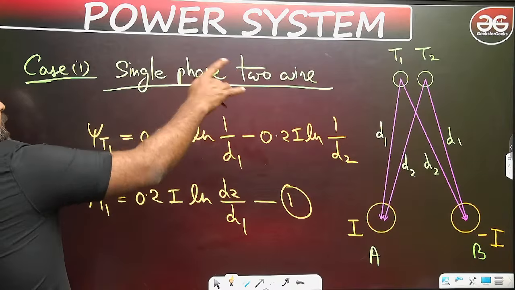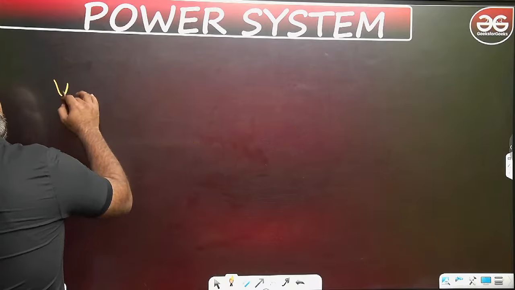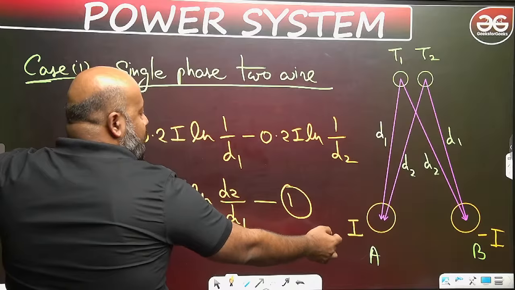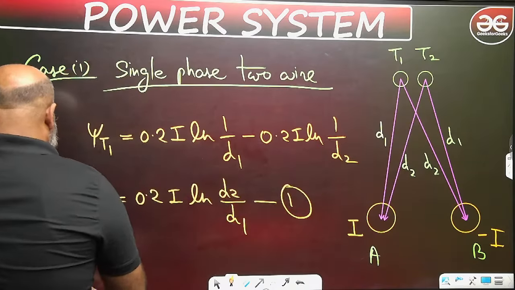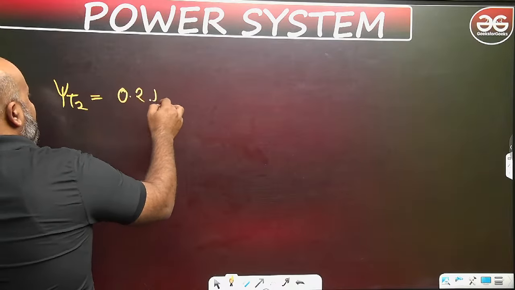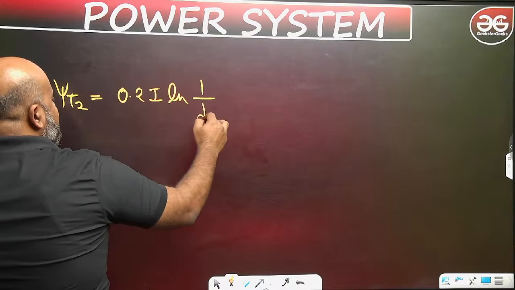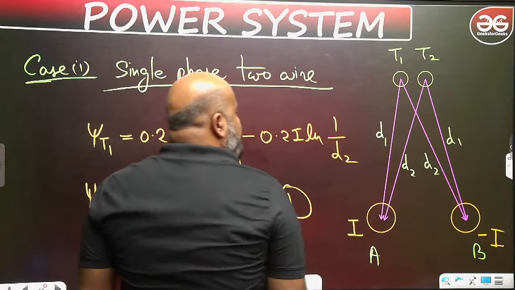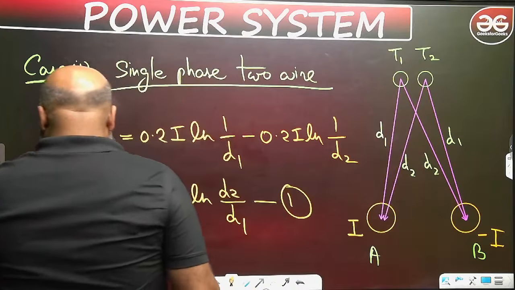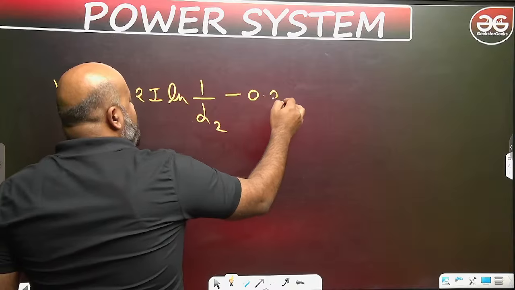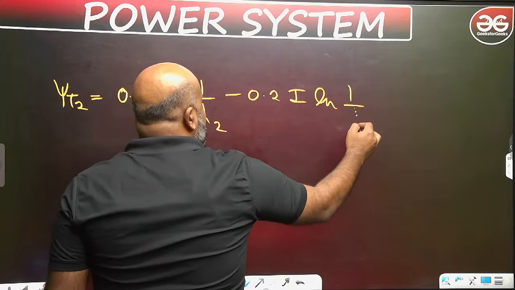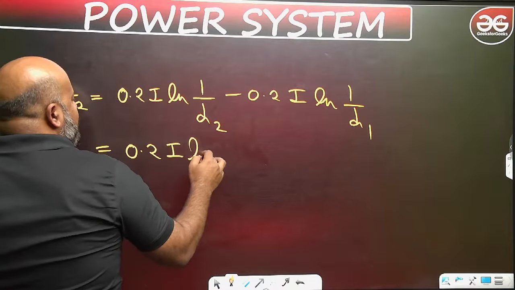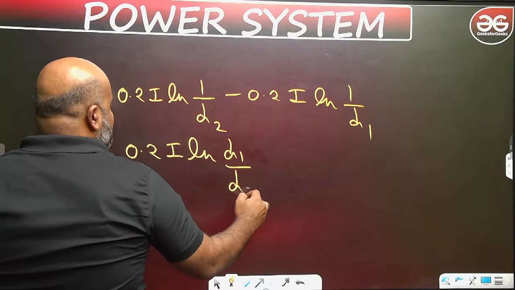Similarly, you can find the flux linkage with T2. Flux linkage with T2 is going to be, because of conductor A, 0.2 I and the distance is D2, so 0.2 I ln 1 upon D2. Now on T2, because of B, that is minus I, it is D1, so it is minus 0.2 I ln 1 upon D1. If you combine this, it becomes 0.2 I ln D1 upon D2. Say this is equation number 2.